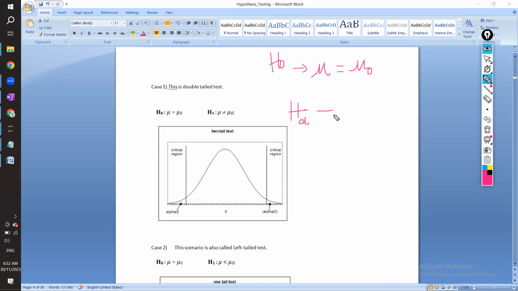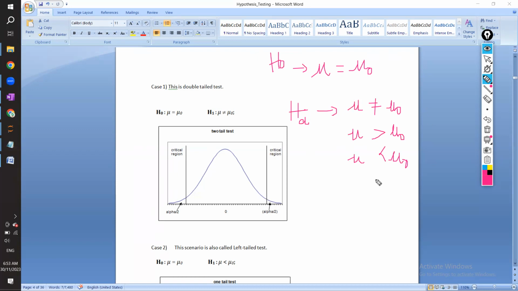That could be, it can say no, after the event. What is the event? It could be the training program, or it could be some testing, or some seasonal change, anything. Okay, before and after event. Here it can say mean is not equal to mu naught, or mean is greater than mu naught, or mean is less than mu naught.